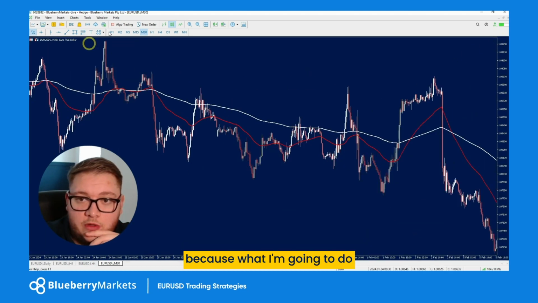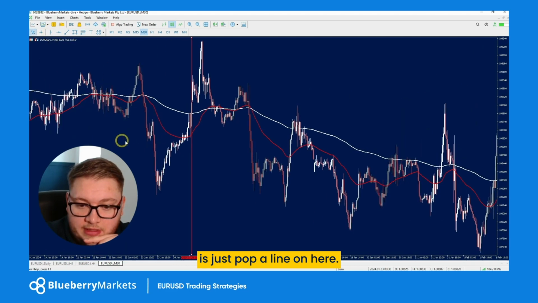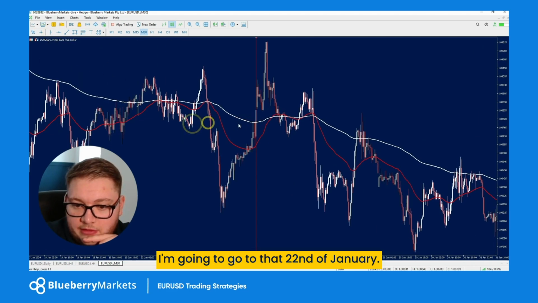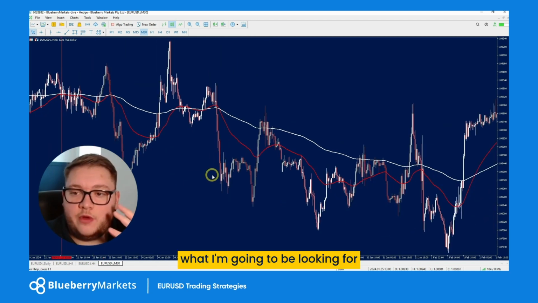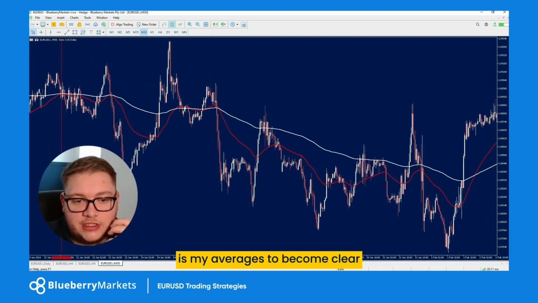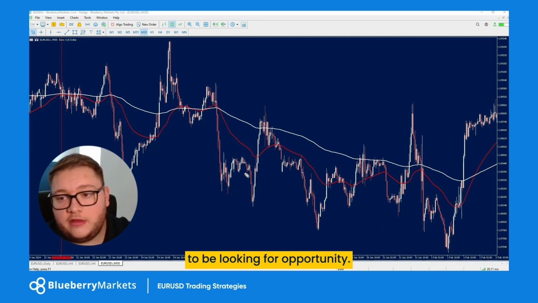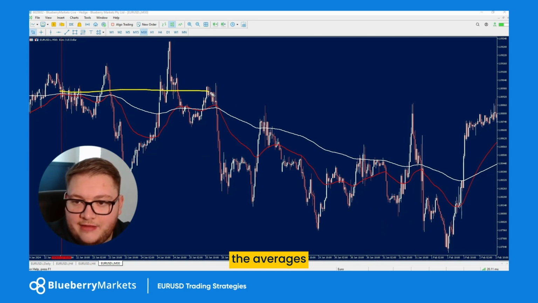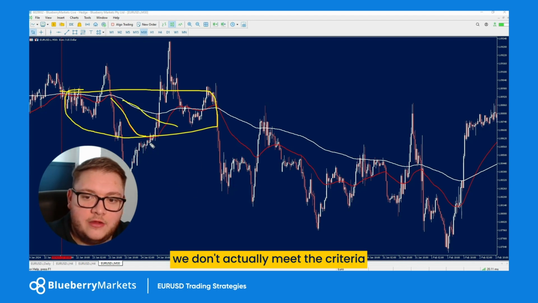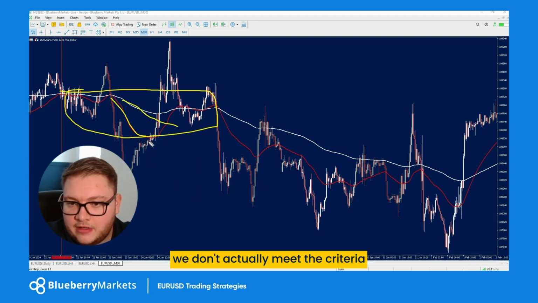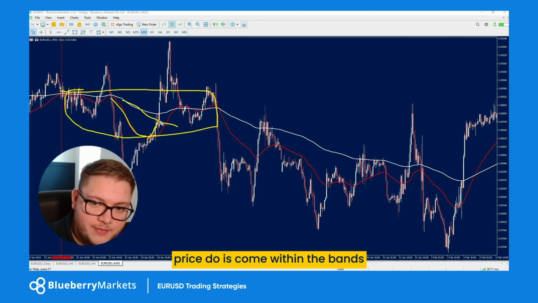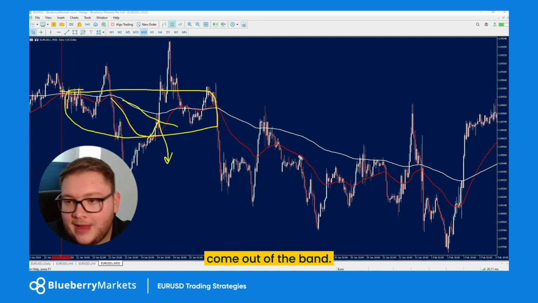I'm just going to expand this out, because what I'm going to do is just pop a line on here, and I'm going to go to that 22nd of January. And essentially what I'm going to be looking for is my averages to become clear, and then I'm going to be looking for opportunities. So here the averages are in a little bit of a mess, although we do get that kind of crossover there. We don't actually meet the criteria, because what I want to see price do is come within the bands here of the moving averages, come out of the bands.